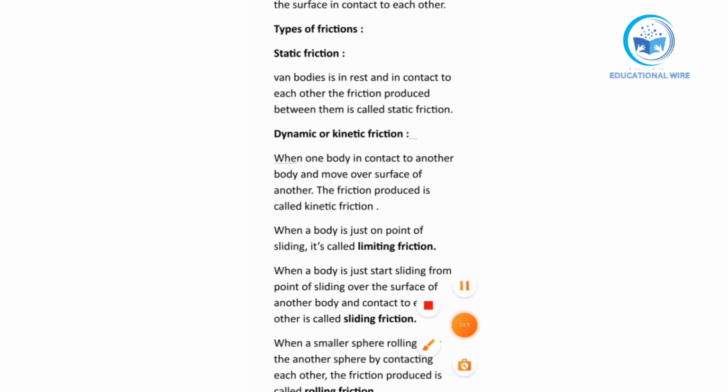After that, we have some more points. I will make a diagram so you know. Let's suppose one person is on a slide. Here one person is coming down the slide. The point from which he is sitting, this point is called the limiting friction. This is also called the point of sliding. This point is called the point of sliding with limiting friction.